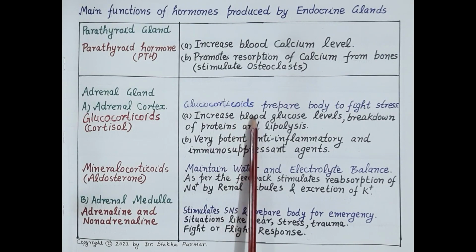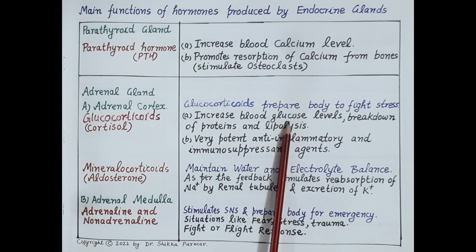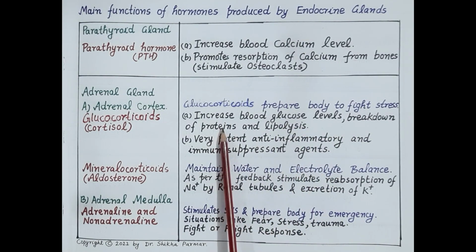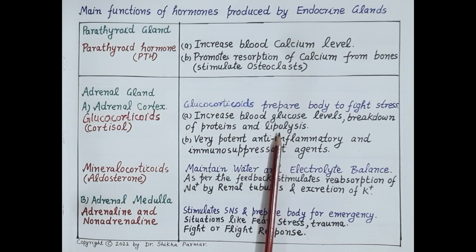So glucocorticoids increase levels of glucose in the blood. Glucocorticoids stimulate breakdown of proteins, and proteins are used as a source of glucose. In addition to this, they also induce lipolysis, that is breakdown of lipids. Lipids are broken down to fatty acids, and fatty acids are also used as an energy source by the body.